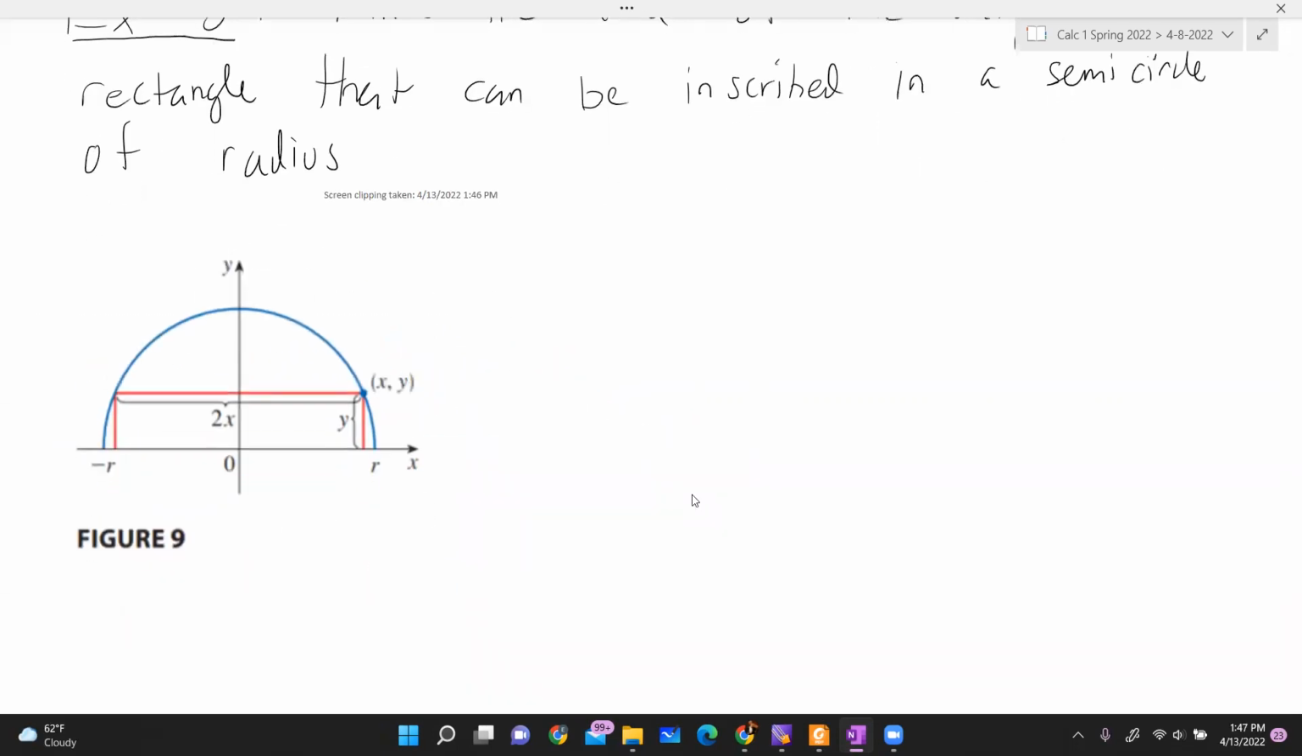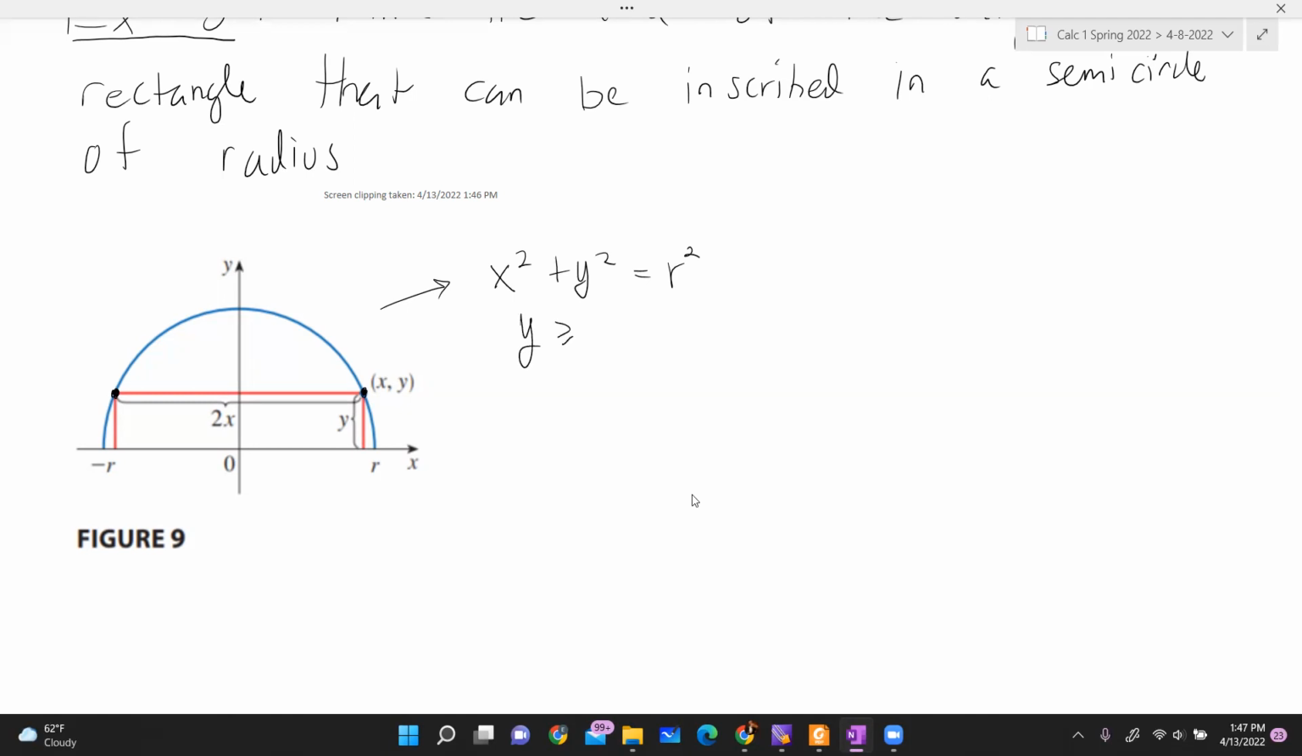All right, so this is the setup. We have this rectangle in red, and it is inscribed, which means that these two vertices, this vertex here and this vertex here, are points on the circle. The circle we're going to just assume is centered at the origin, so the corresponding equation is x squared plus y squared equals r squared.